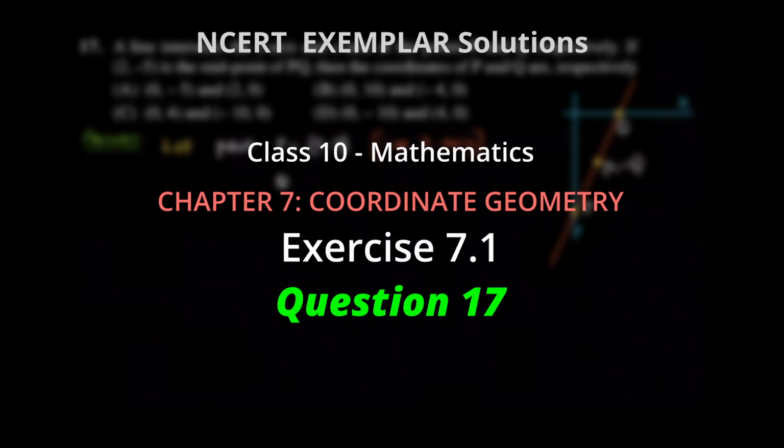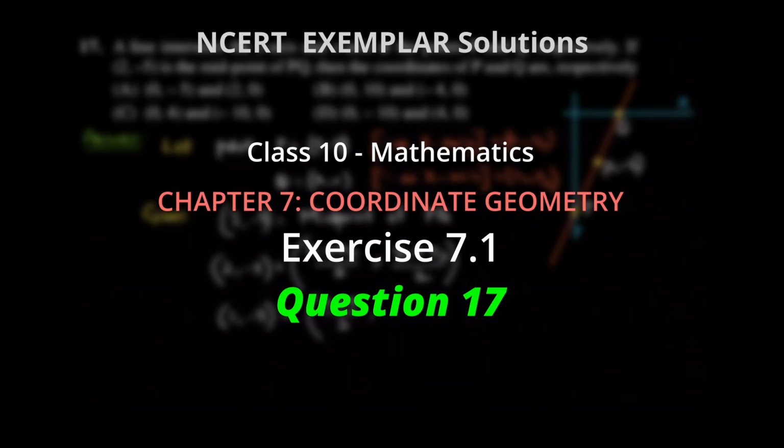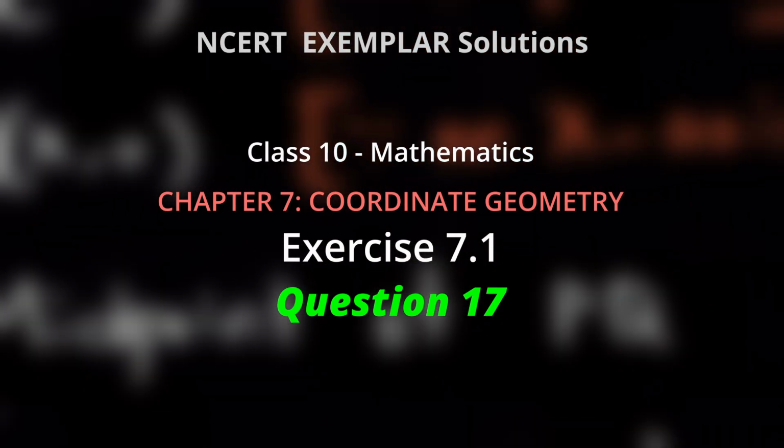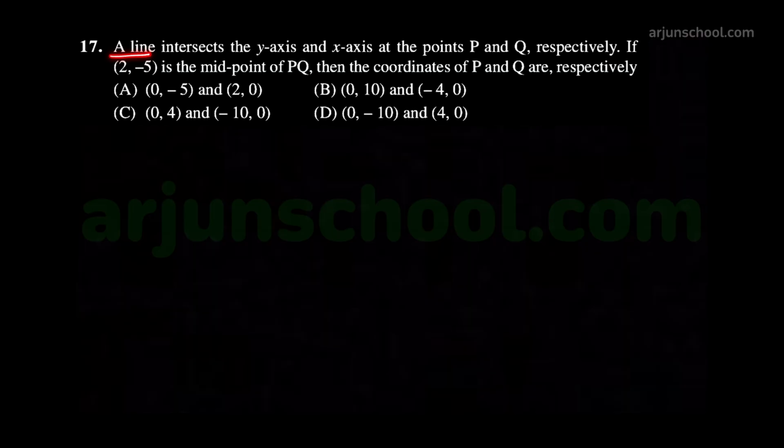NCERT Exemplar Solutions, Class 10, Maths, Chapter 7, Exercise 7.1, Question number 17. A line intersects the y-axis and x-axis at the points P and Q, respectively. If (2, -5) is the midpoint of PQ, then the coordinates of P and Q are, respectively: option A, (0, -5) and (2, 0); option B, (0, 10) and (-4, 0); option C, (0, 4) and (-10, 0); option D, (0, -10) and (4, 0).